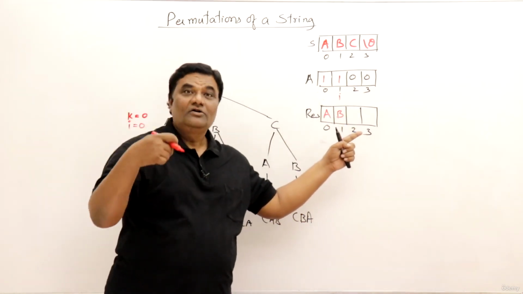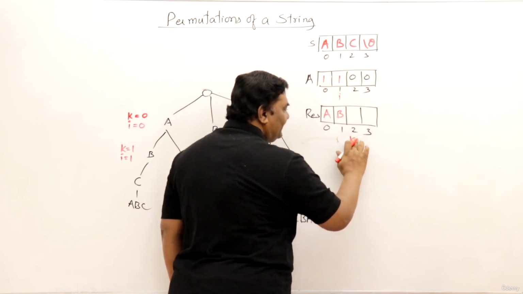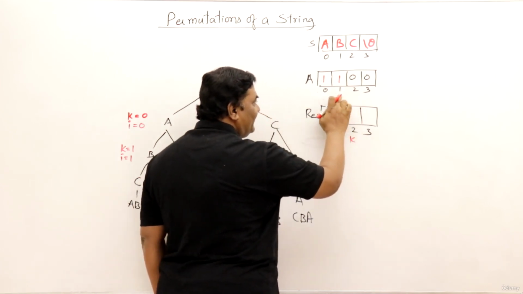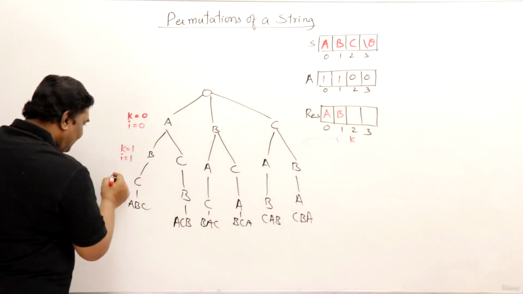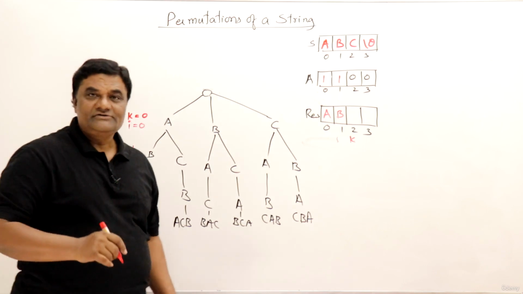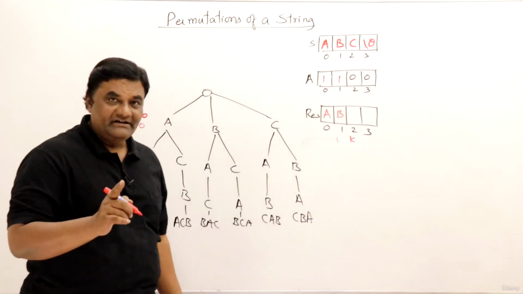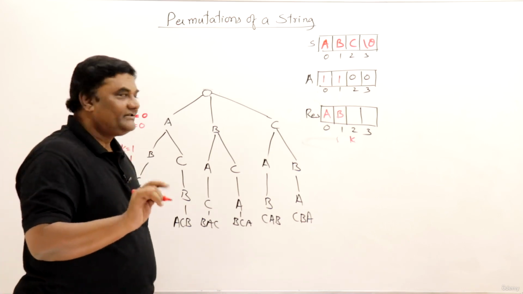Whenever you get a letter, call the next level, that is k plus 1. So it has to call for the next level, that is for this alphabet, right? So now k is 2. At this level, k is 2. Now here also, it should scan through the entire string and take those alphabets which are missing so far.